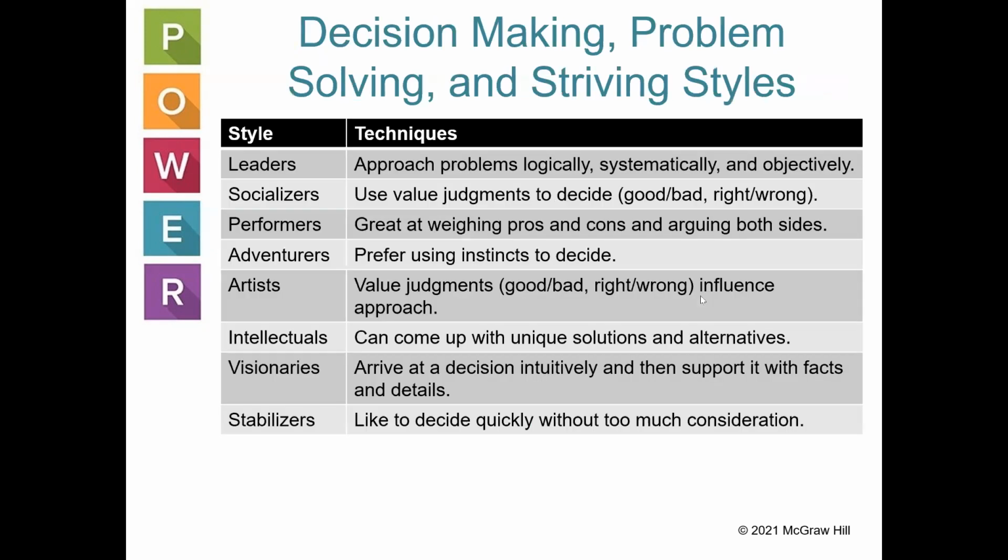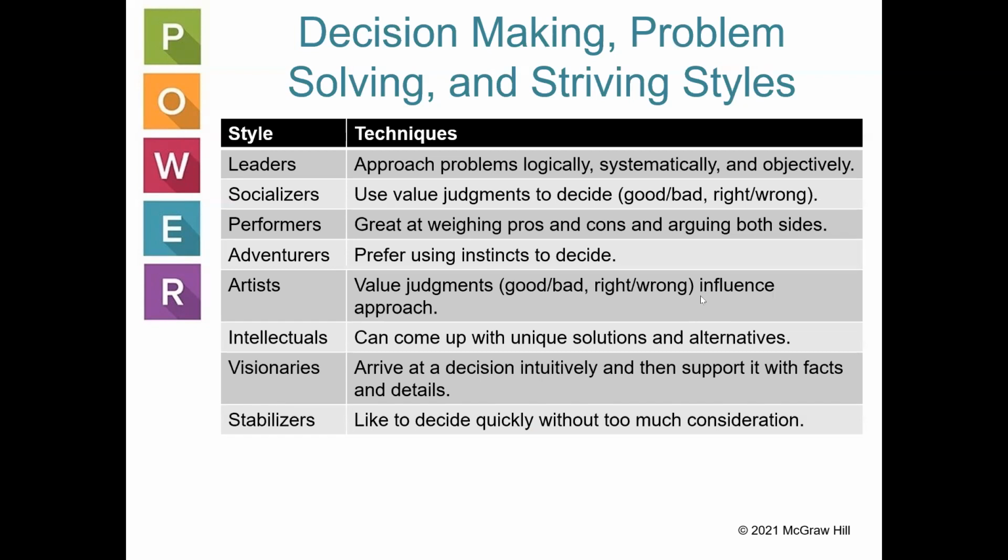Now you have to check which kind of leadership style can be used for different types of problems. Like leaders approach problems logically, systematically, and objectively. Socializers use value judgment to decide good or bad, right or wrong. Performers are great at weighing pros and cons and arguing both sides. Adventurers prefer using instinct to decide.